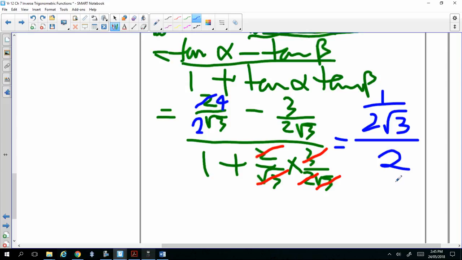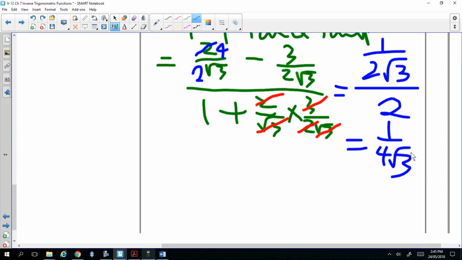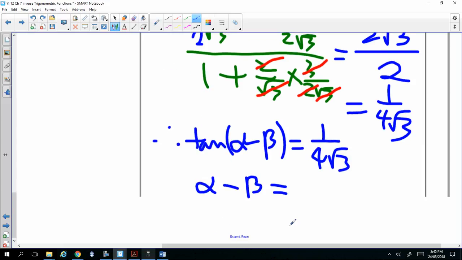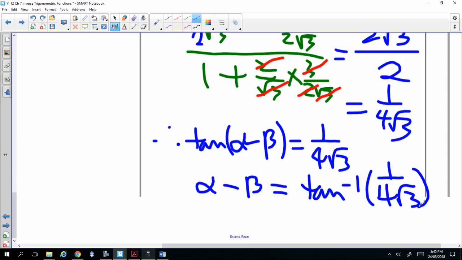Alright. Okay, so what you get is, therefore, tan of alpha minus beta equal to 1 over 4 root 3. So therefore, alpha minus beta equals tan inverse of 1 over 4 root 3. So what I think the intention of the question is, that means tan inverse of 2 over root 3 minus tan inverse of 3 over 2 root 3 gives you tan inverse of 1 over 4 root 3. Right, that's done. Alright, good.